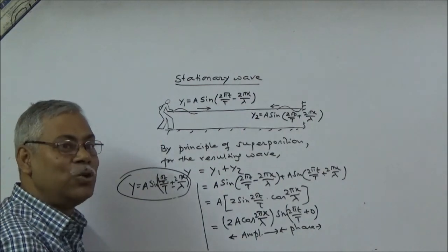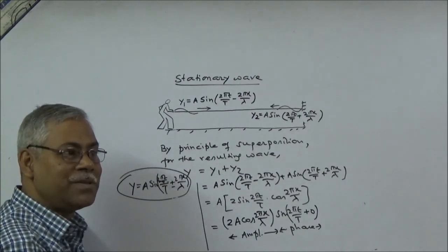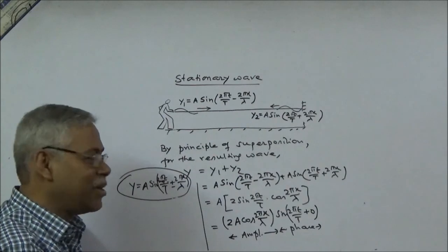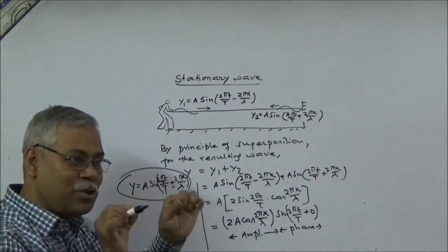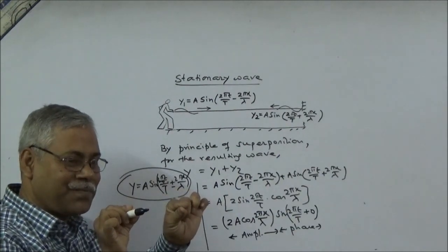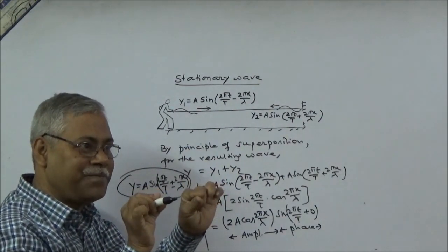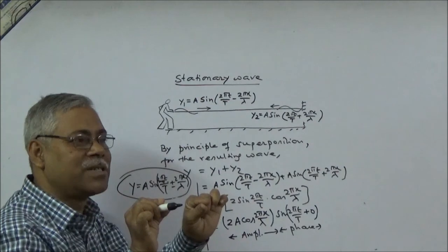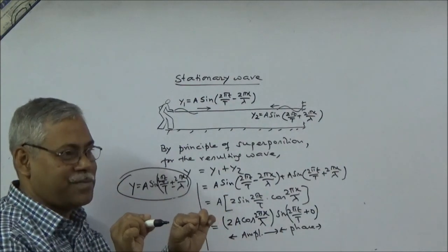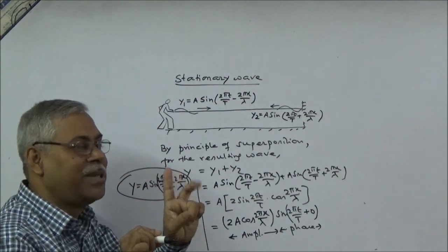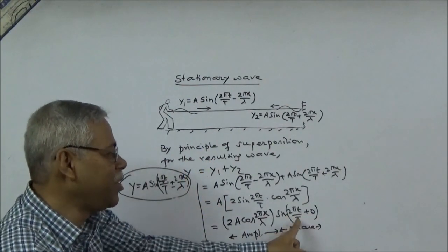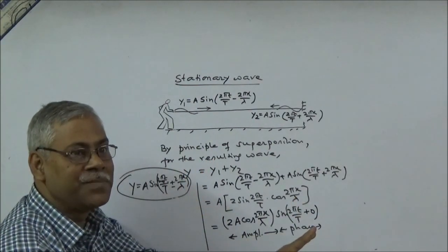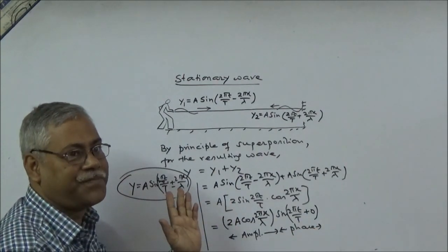So what do you conclude? Oishani, what do you conclude? Between two particles of the medium, there is no phase difference if it is a stationary wave. So remember, there are two important points. This is one of those two points: between two neighboring particles, the phase difference is 0.